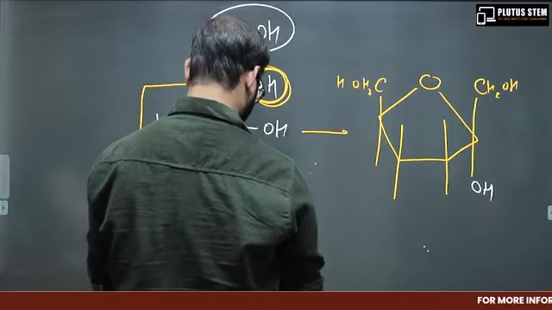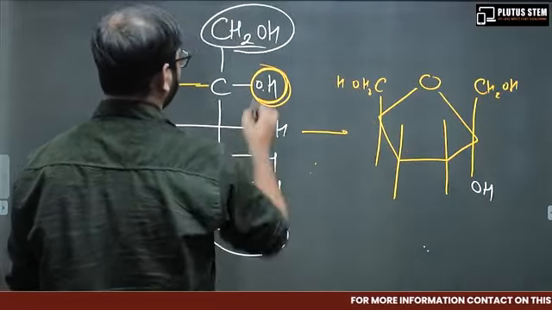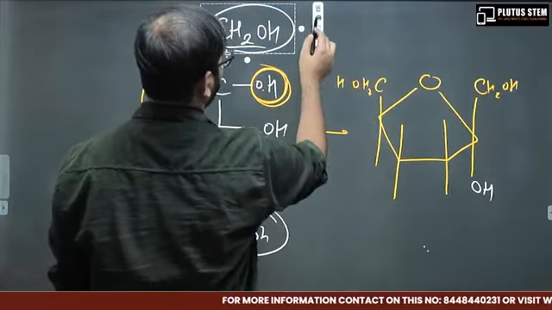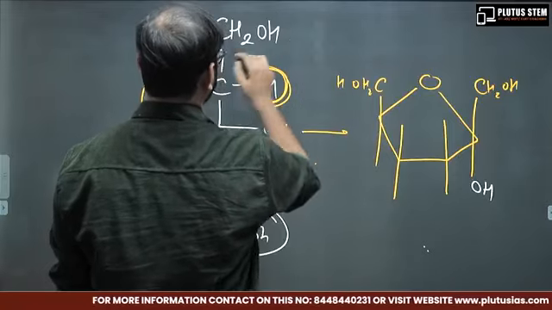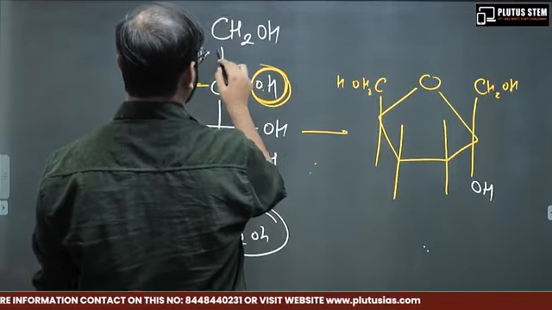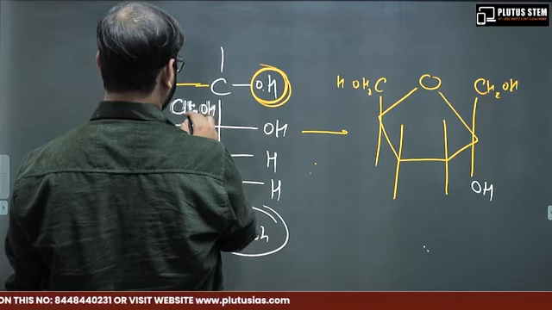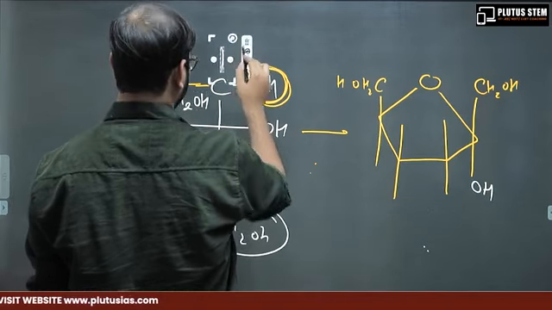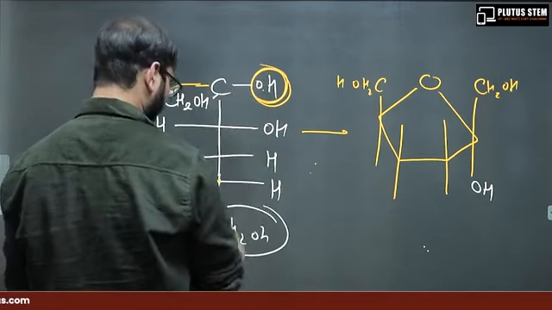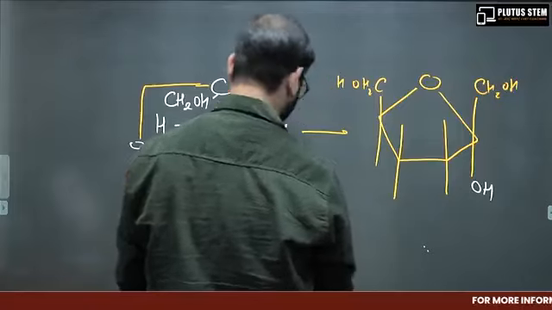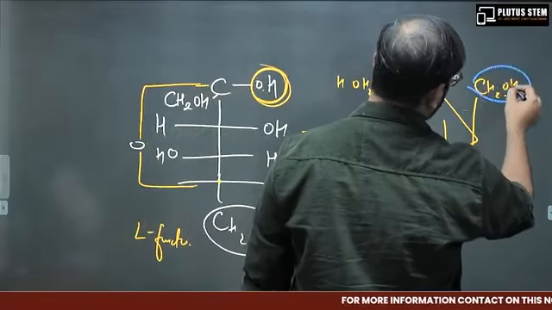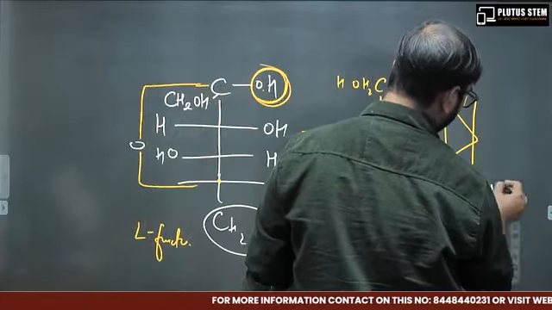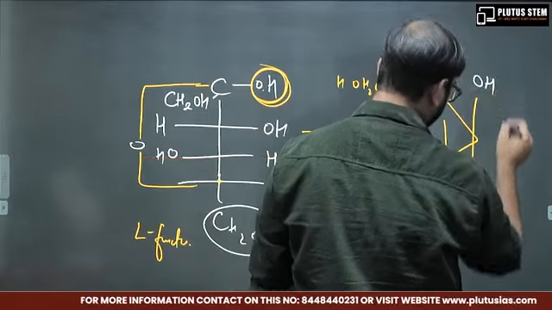Then wait, sorry, not this, I need to look for CH2OH first. Sorry. If that's the case, CH2OH can be represented inside or outside of the ring. So let's assume CH2OH is inside the ring. If it is inside, the CH2OH will come downward while the OH remains in the upward direction.